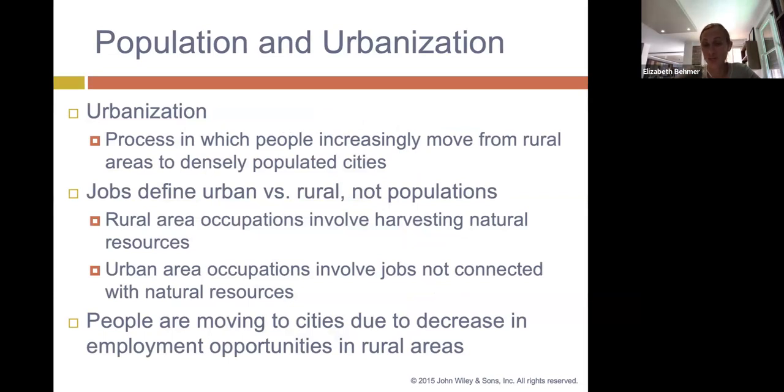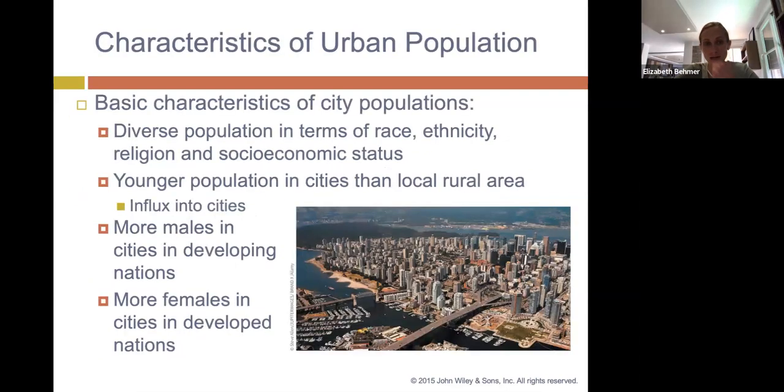Jobs define urban versus rural, not populations. Rural area occupations usually involve harvesting natural resources, whereas urban area occupations and jobs usually are not connected with natural resources. So people are moving to cities due to a decrease in employment opportunities in rural areas.